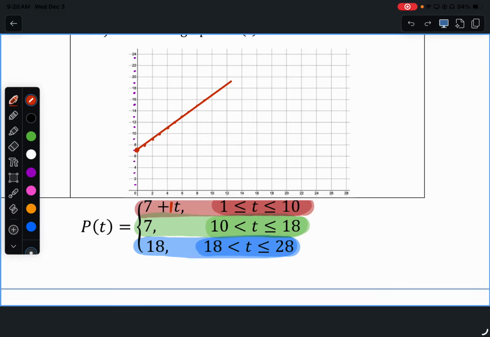Okay, from here, I want us to go ahead and look at number 4. For number 4, we have our function f of x, and then we have 2 pieces. Our first piece is -2x minus 1 when x is less than -3. Our second piece is 4 minus x squared when x is greater than or equal to negative 3.